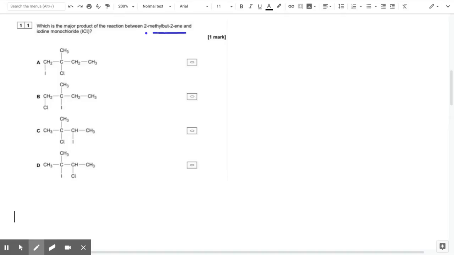So we've got 2-methyl-butene. So we have the butene molecule, put the double bond in the middle, and then the 2-methyl group coming off carbon number 2. So what we're going to do is add on the ICl molecule to that double bond.